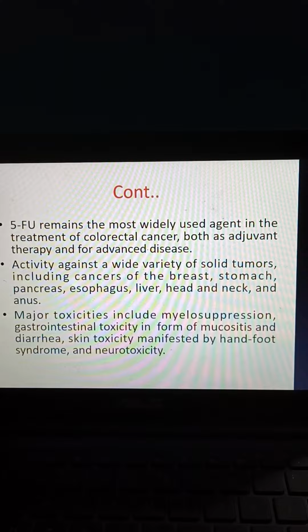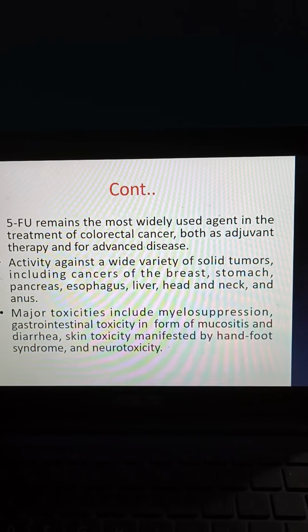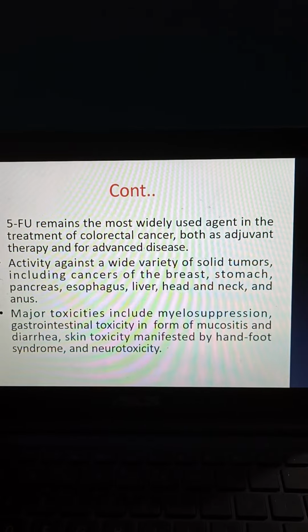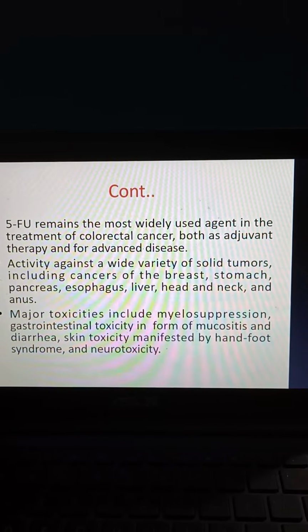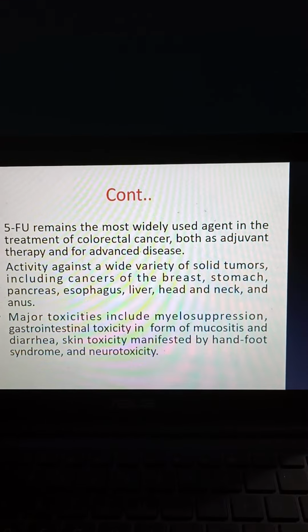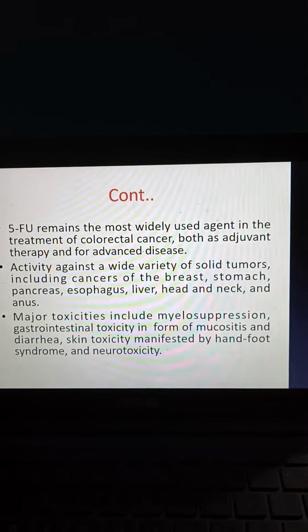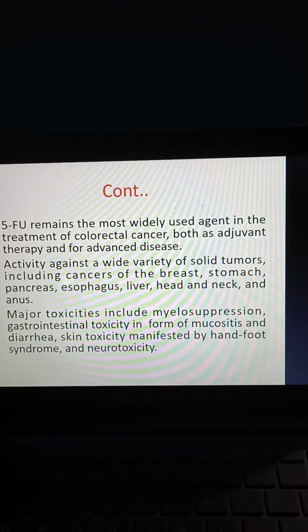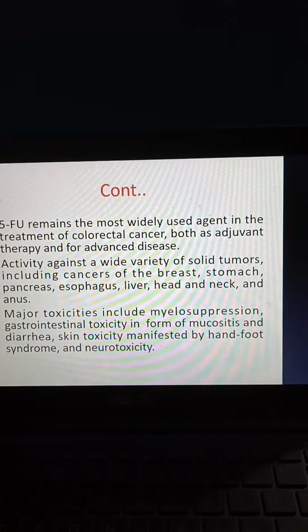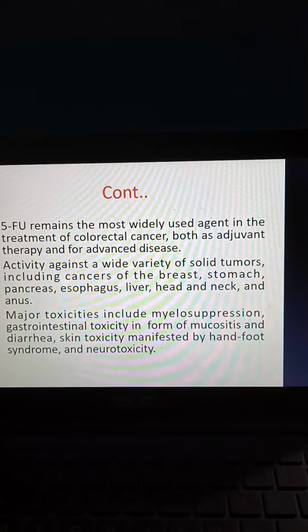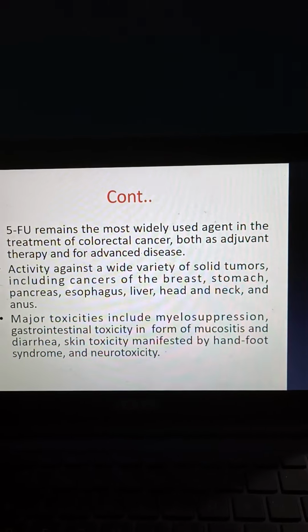Then 5-FU remains the most widely used agent in the treatment of colorectal cancer, both as adjuvant therapy and for advanced disease. It has activity against a wide variety of solid tumors, including cancers of the breast, stomach, pancreas, esophagus, liver, head and neck, and anus. Major toxicities include myelosuppression, gastrointestinal toxicity in the form of mucositis and diarrhea, skin toxicity manifested by hand-foot syndrome, and neurotoxicity.